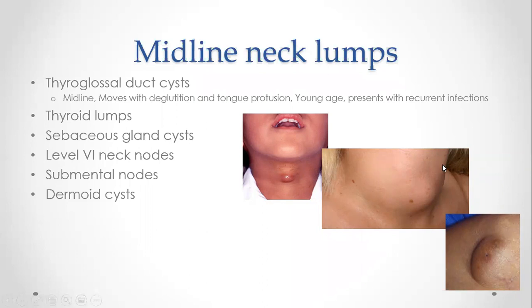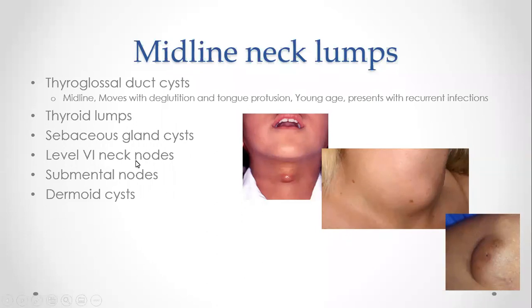This next photo is the diffuse swelling in front of the neck. It is very obvious. This is a goiter, so this is a thyroid swelling. Another midline swelling is a sebaceous cyst. It is very superficial, attached to the skin, and we can see a punctum in the middle of the swelling. This is a sebaceous cyst, a skin cyst.